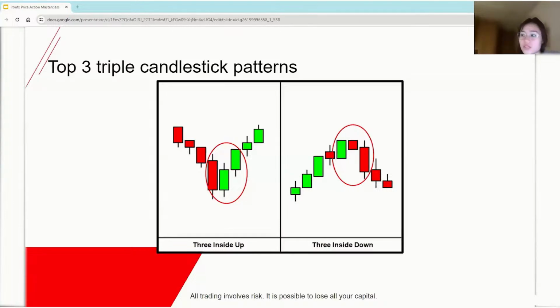Okay, the opposite is true again for your three inside down. So starting off, we have a long bullish candle, which indicates a strong uptrend, and a smaller bearish candle here that's completely contained within the body. And then lastly, the long bearish candle closing below the first candle, confirming the reversal.